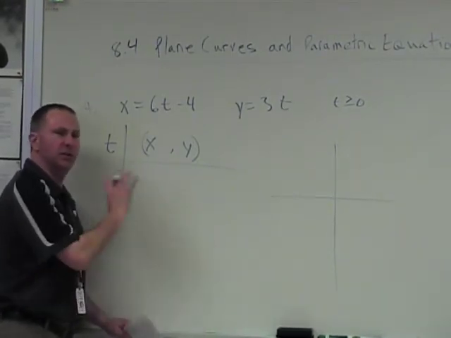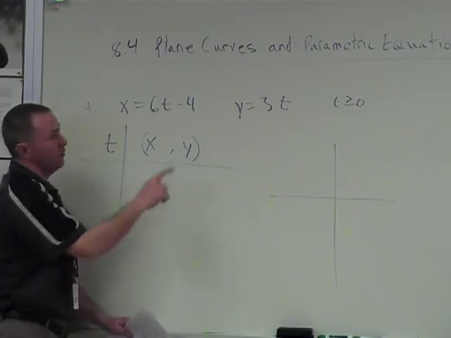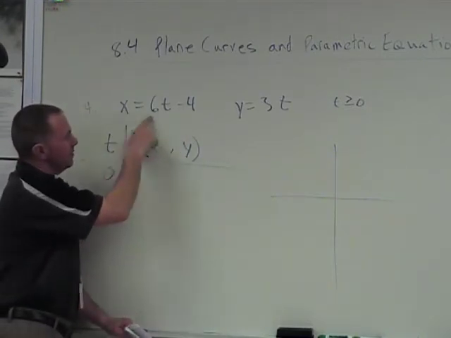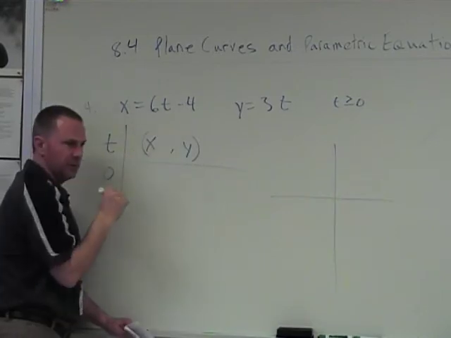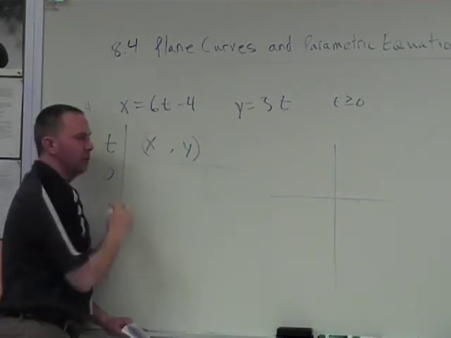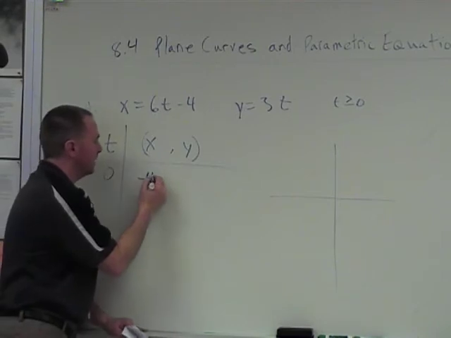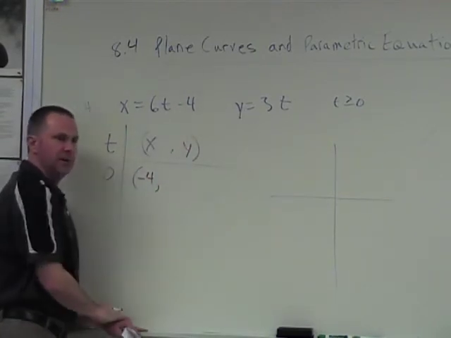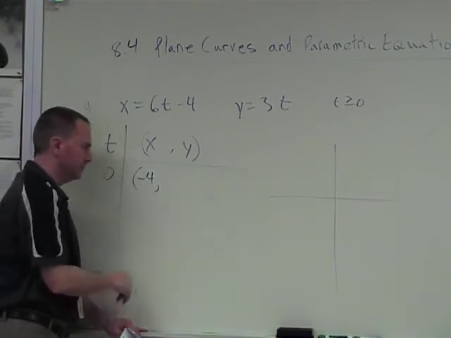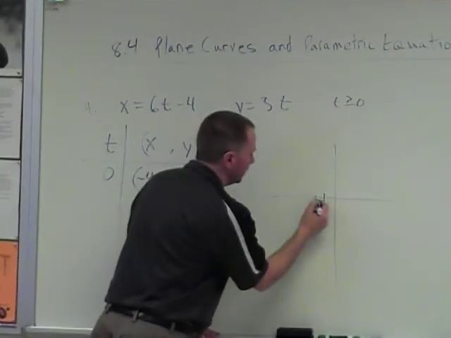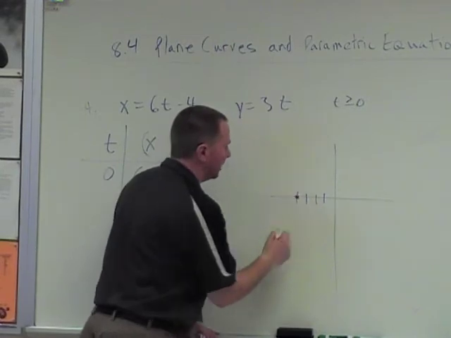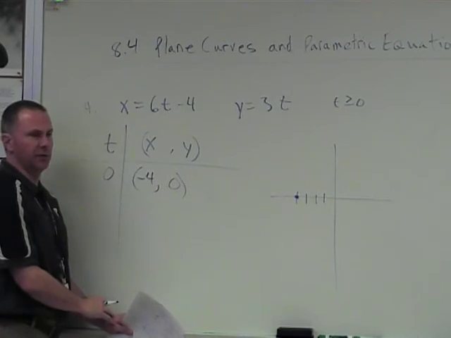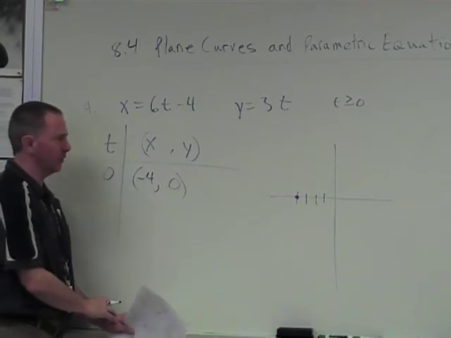This part's the easy part. You're going to do this on every problem tonight. We're going to start at 0 for this problem. If I plug 0 into the x equation, what is 6 times 0, minus 4? Negative 4. So x is negative 4 when t is 0. What is y when t is 0? 0. So negative 4, 0 on my rectangular coordinate system is where I'm starting. I'm not going any further left than this because of the parameter.